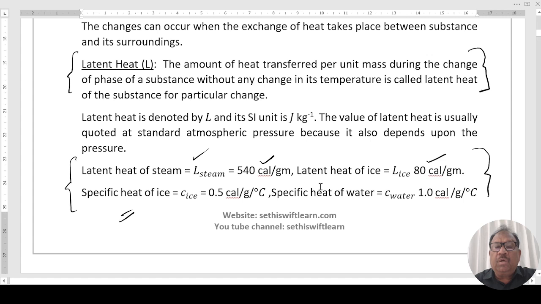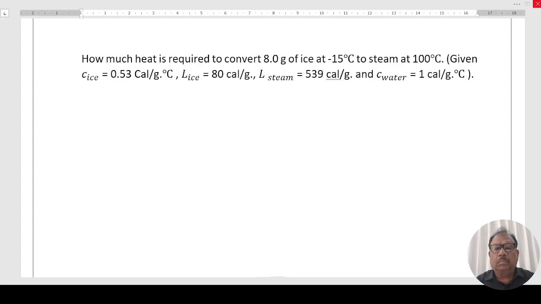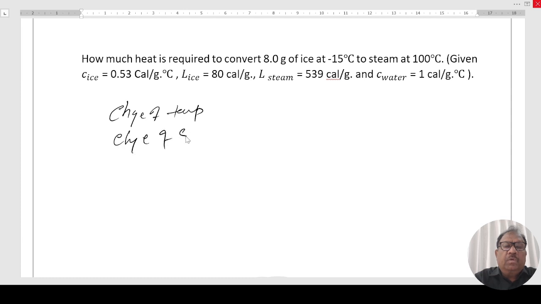Now let's start with the solution of the question. How many stages will there be? One will be change of temperature, and the other is change of state. For change of state we use the concept M into L, and for change of temperature, M C delta theta.